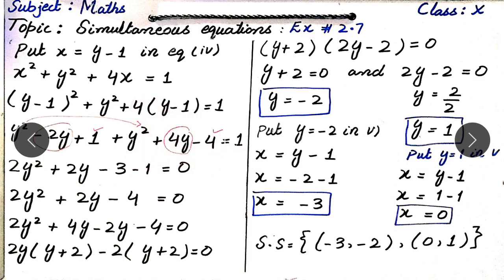Here we can see that the like terms are added. Y square plus y square will be 2y square, and minus 2y plus 4y will be 2y. 1 minus 4 will be minus 3, and then we move minus 1 to this side of the equation: minus 3 minus 1 is minus 4.